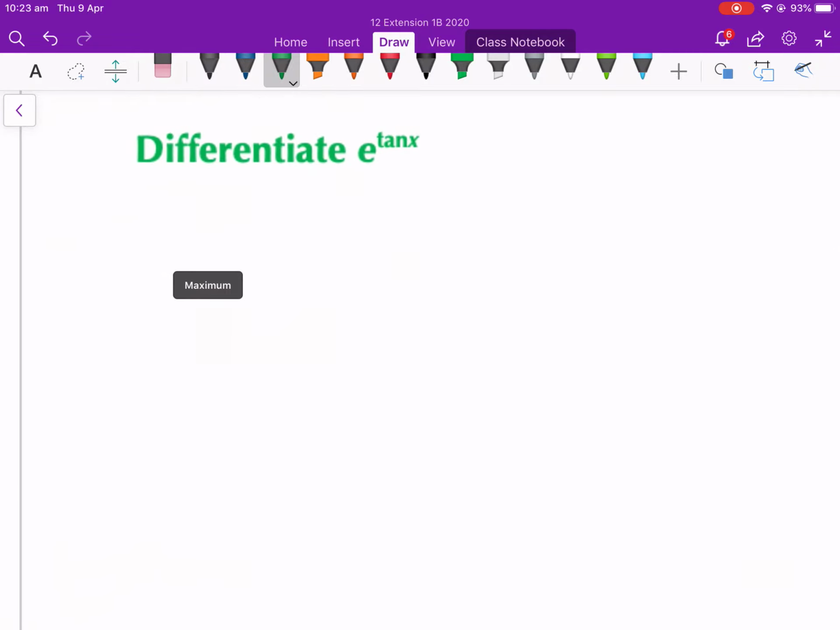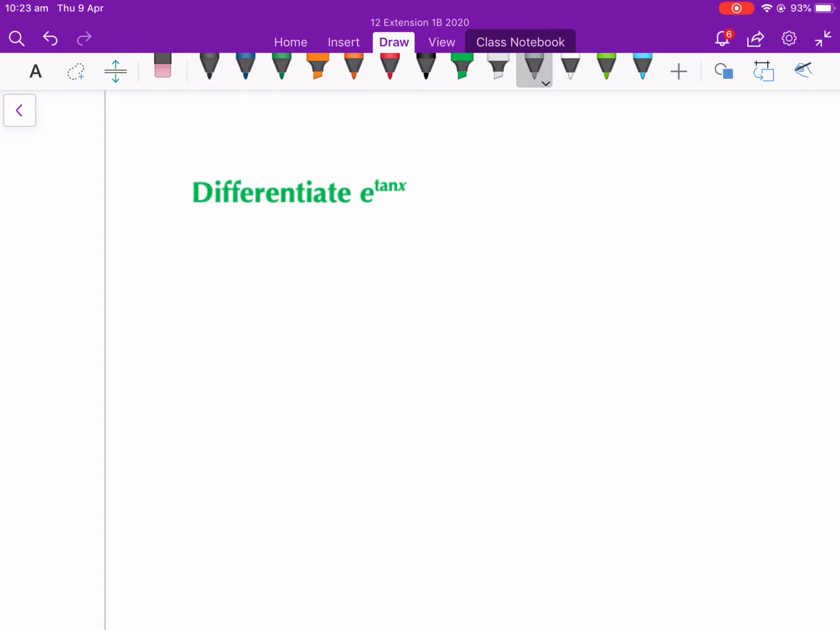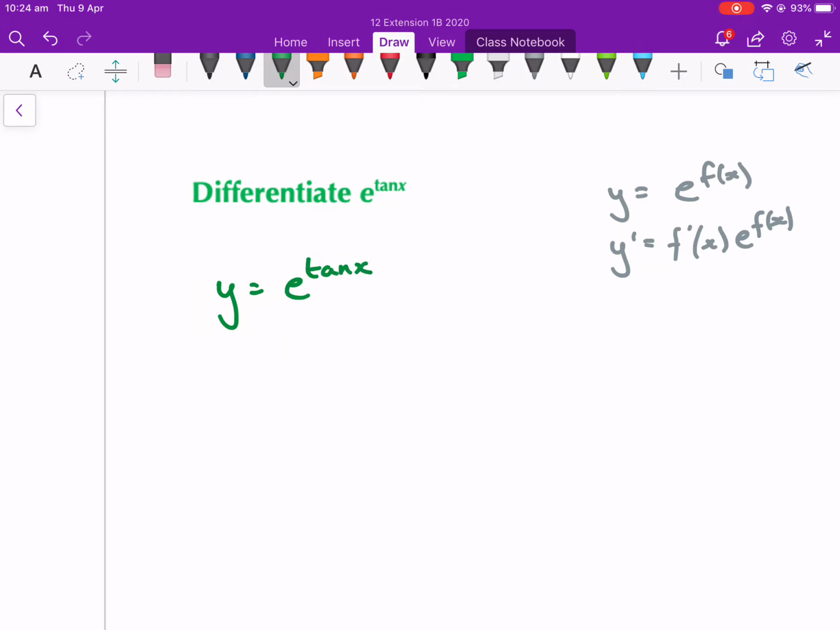And this last one here, differentiating e to the power of tan x, just a reminder that if we've got y equals e to the f of x, then the derivative of that is f dash of x e to the f of x. So we just apply exactly the same concept here. If we've got y equals e to the tan x, then dy on dx, or y dash, is equal to, well, the derivative of this, so the derivative of tan x is sec squared x, times our original function e to the power of tan x.